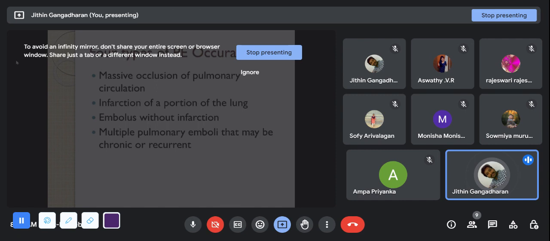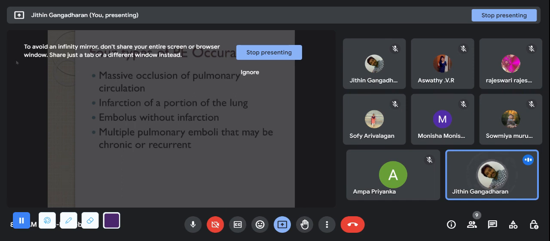There are four types of pulmonary embolism associated with this cor pulmonale, that is, there will be occlusion in the pulmonary circulation. What is pulmonary circulation? From your right ventricle to the lungs and back to your heart, to your left atrium. That circulation is known as pulmonary circulation. So in that pulmonary circulation, there will be an occlusion.